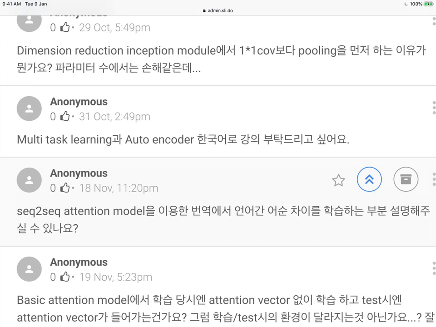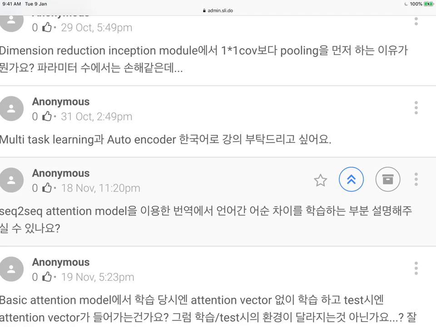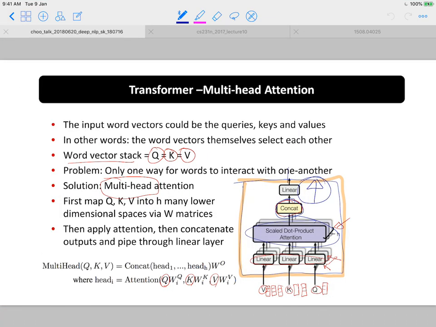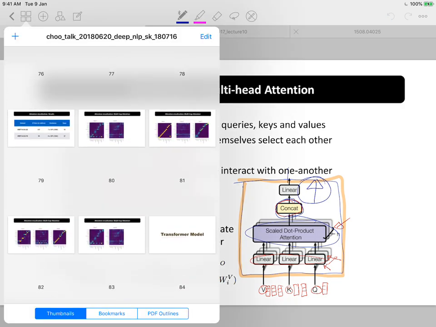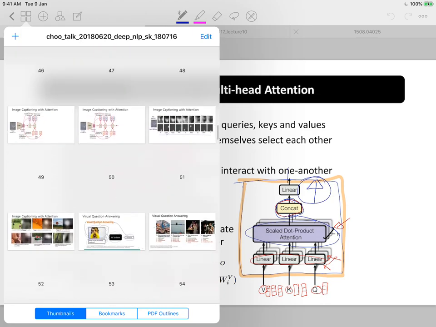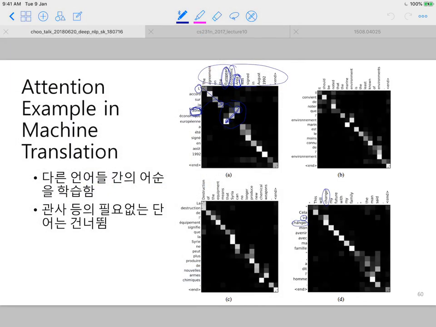Okay, then let me just address this question about sequence to sequence: the different orders, and how in the world can our neural net model, based on sequence to sequence, learn about different grammatical structures or orderings? We are discussing this kind of issue.